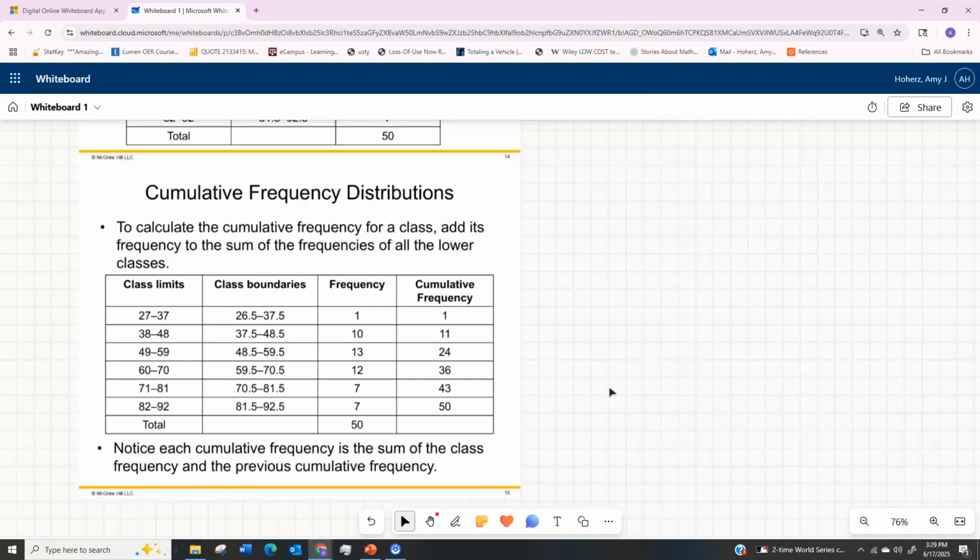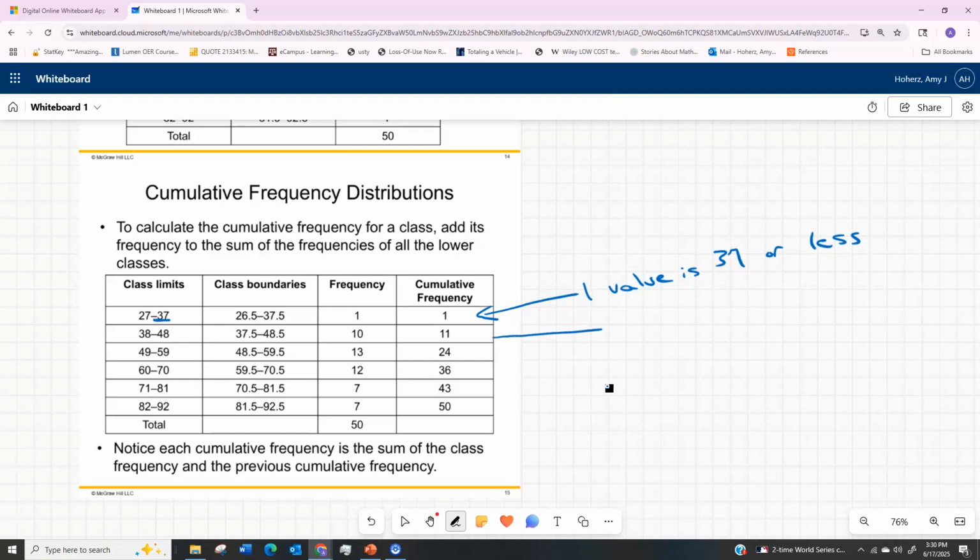So if you look at the cumulative frequency for a class, add its frequency to the sum of the frequencies of all the lower classes. So what we're going to do is, instead of saying what the frequency is, we're going to say how many are there at or below. So this one, for instance, one value is 37 or less. Okay, so you think of your limit here. So one of our values is 37 or less.